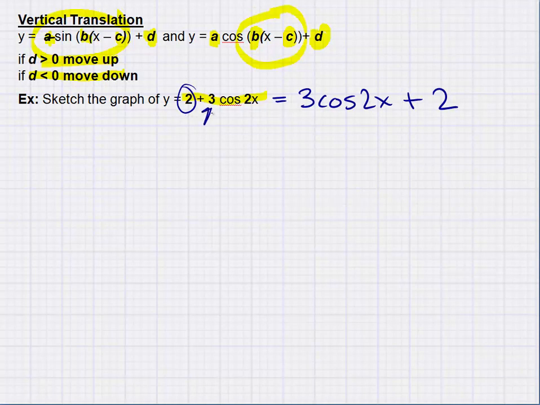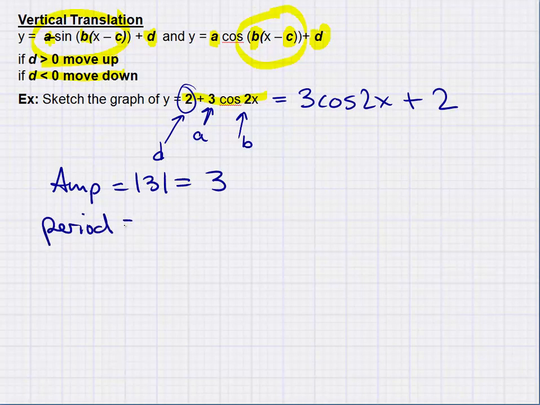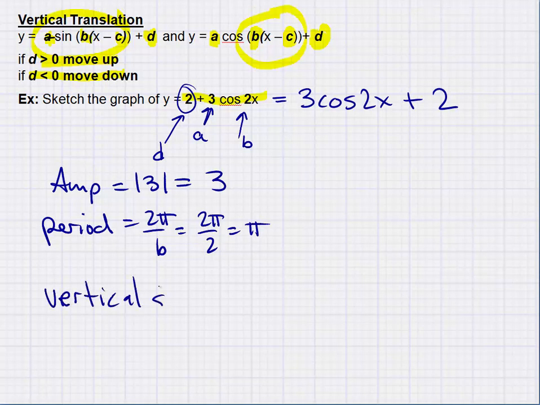So the function's multiplied by 3, that's my a. Inside the function's multiplied by 2, that's my b. And I'm adding 2 outside my function, that's my d. There is no phase shift here in this one. Alright, so my amplitude is going to be the absolute value of 3, so just 3. My period is going to be 2 pi divided by b, in this case 2 pi divided by 2, so that's pi. And I have a vertical shift 2 units up.